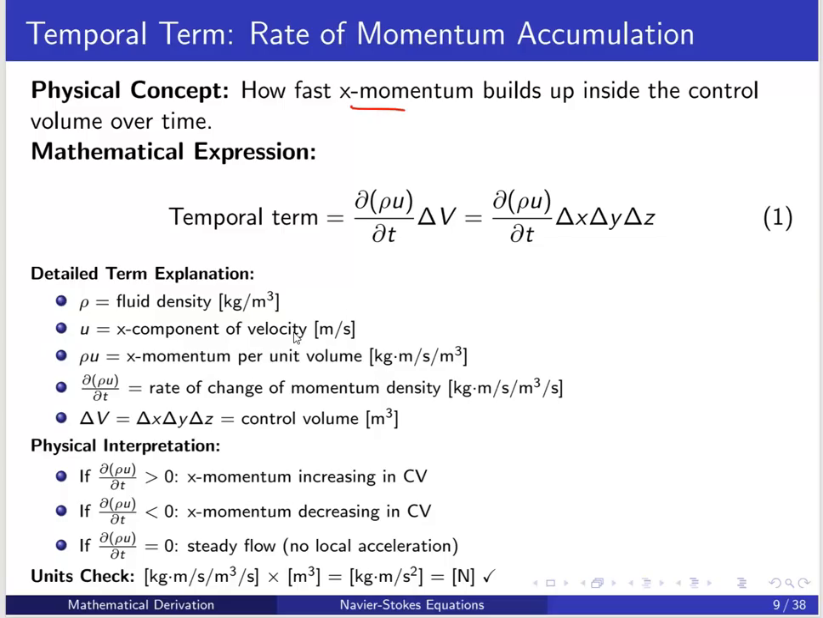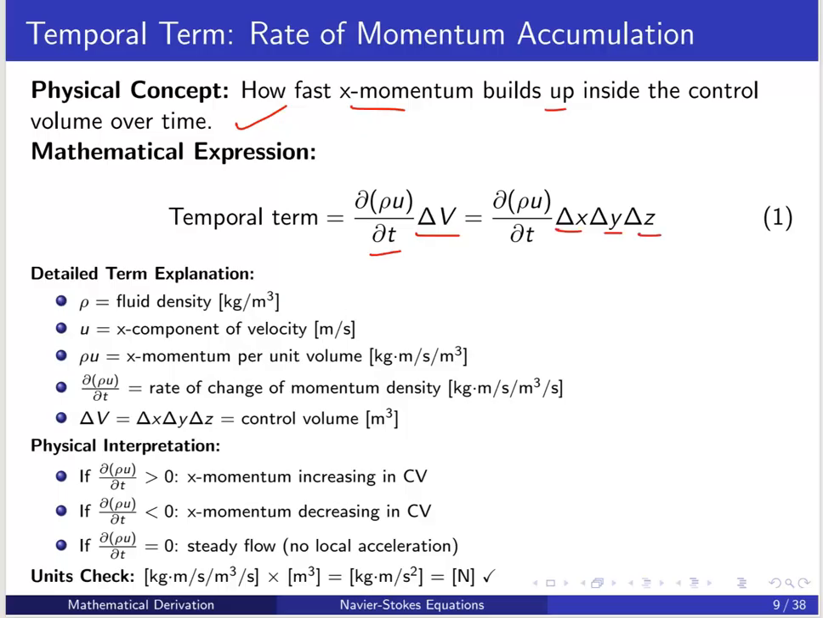So from here I'll get that x momentum conservation equation. Similarly we can get y and also z. So for x momentum, the physical concept is how fast x momentum builds up inside the control volume over time. Here is the mathematical expression in temporal term: ∂(ρu)/∂t into ΔV. So ∂(ρu)/∂t is nothing but Δx Δy and Δz.